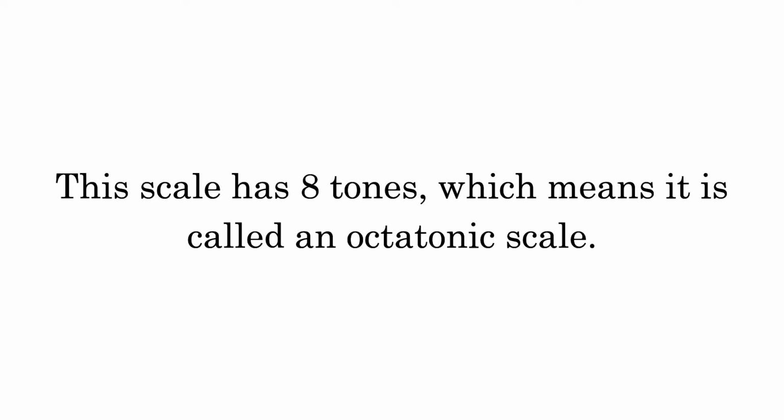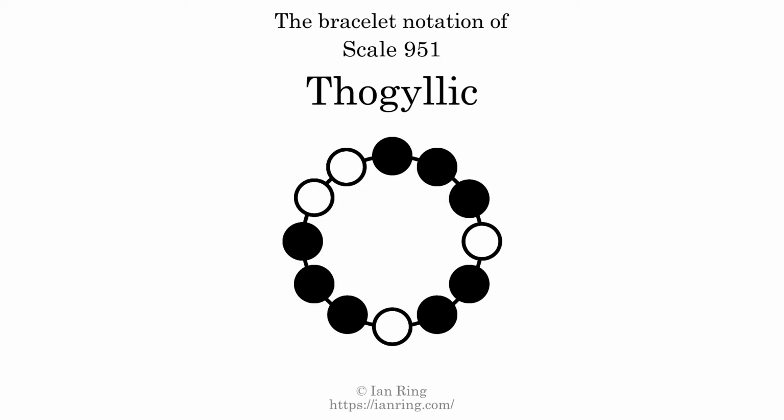This scale has 8 tones, which means it is called an octatonic scale. This is a bracelet notation diagram of scale 951. The shaded circles represent tones that appear in the scale, and they are read clockwise, starting at the top.